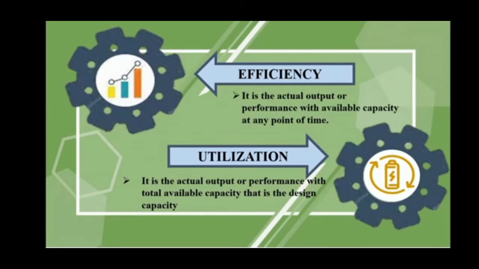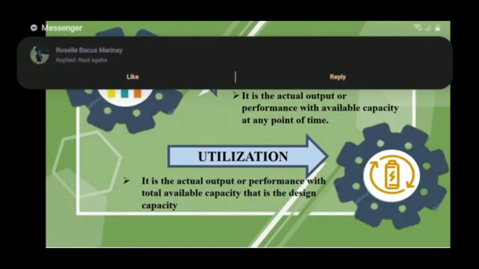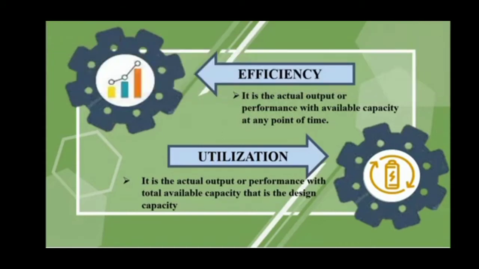Utilization is the actual output or performance compared with total available capacity, that is, the design capacity. It is the percent of design capacity achieved, to measure how much of the total available capacity is actually being used. Utilization equals actual output divided by design capacity.